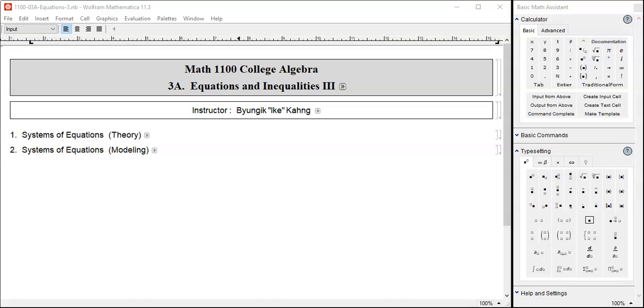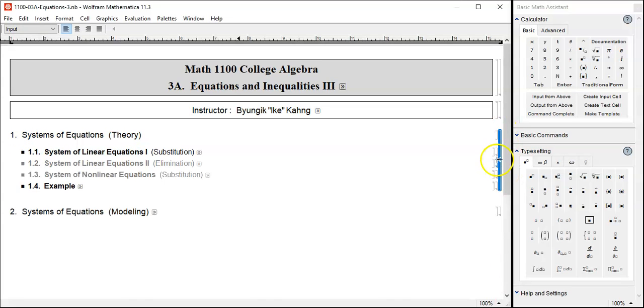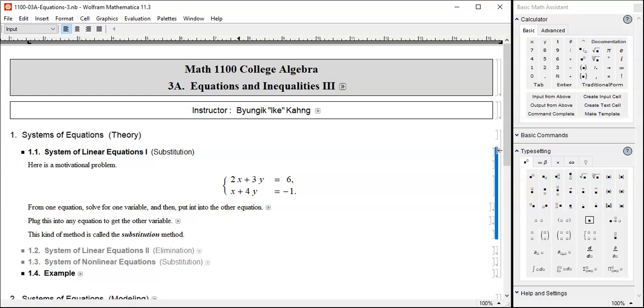Hello students, welcome back. Previously we studied the method of substitution. Basically we select one equation, select a variable, solve it, and substitute it into the other equation and then go from there. That's the method of substitution.